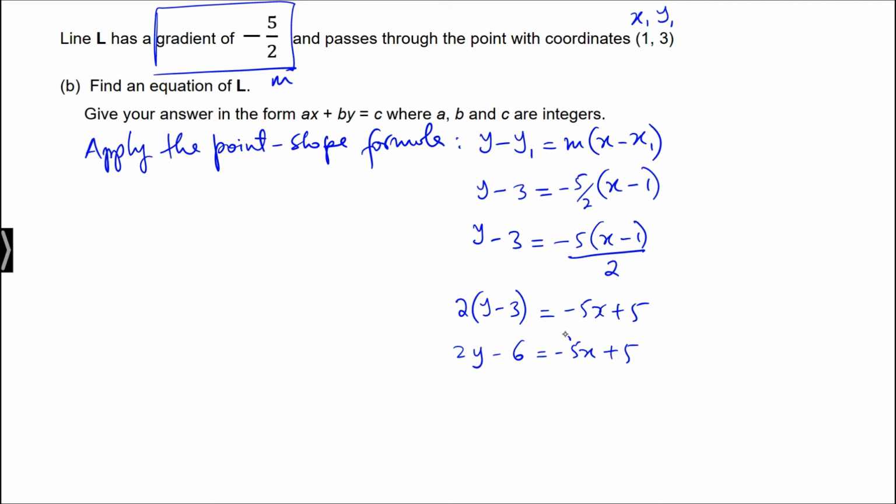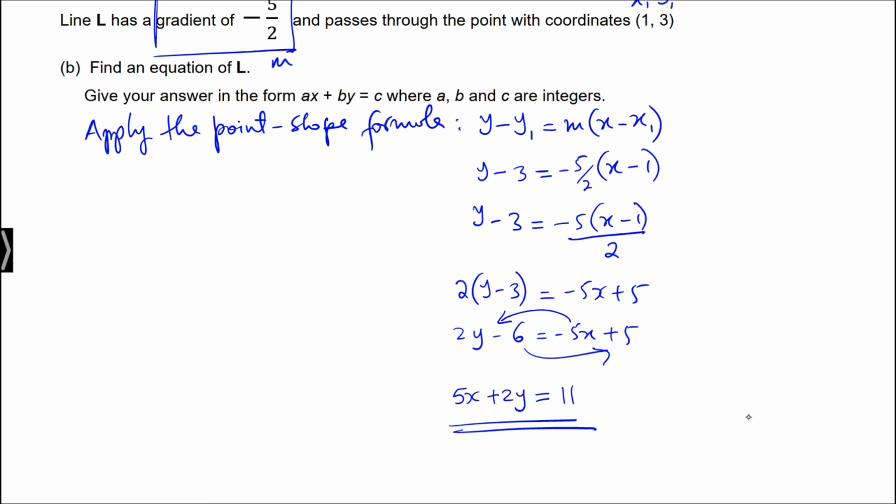And then you can bring this to the left and that to the right. So you'll end up with 5x plus 2y will be equal to 11. Okay? And that's the required form that we're supposed to give an answer.